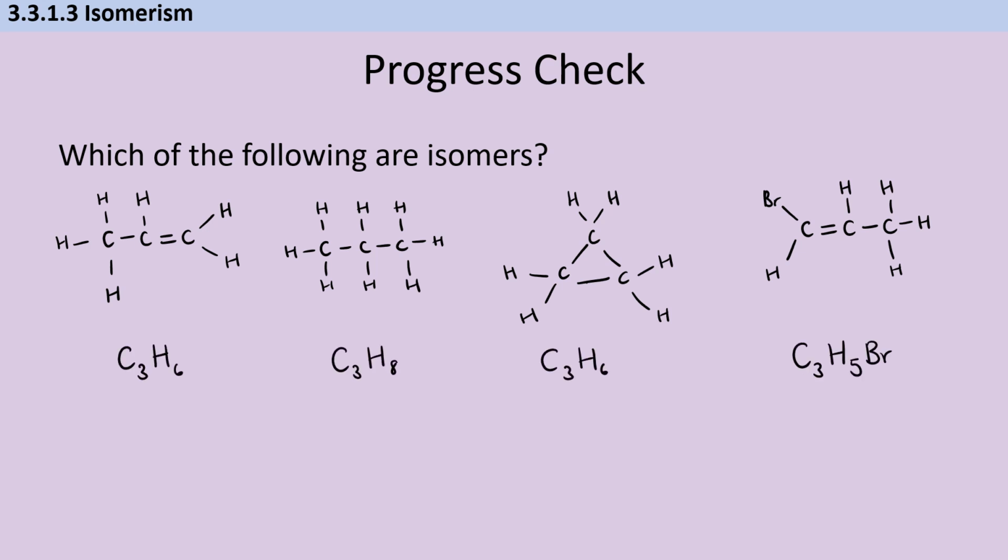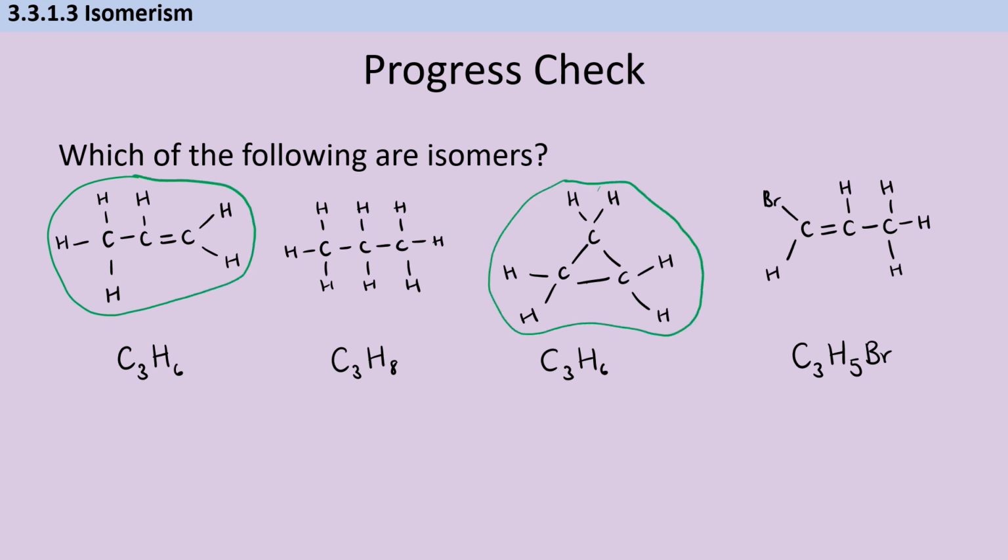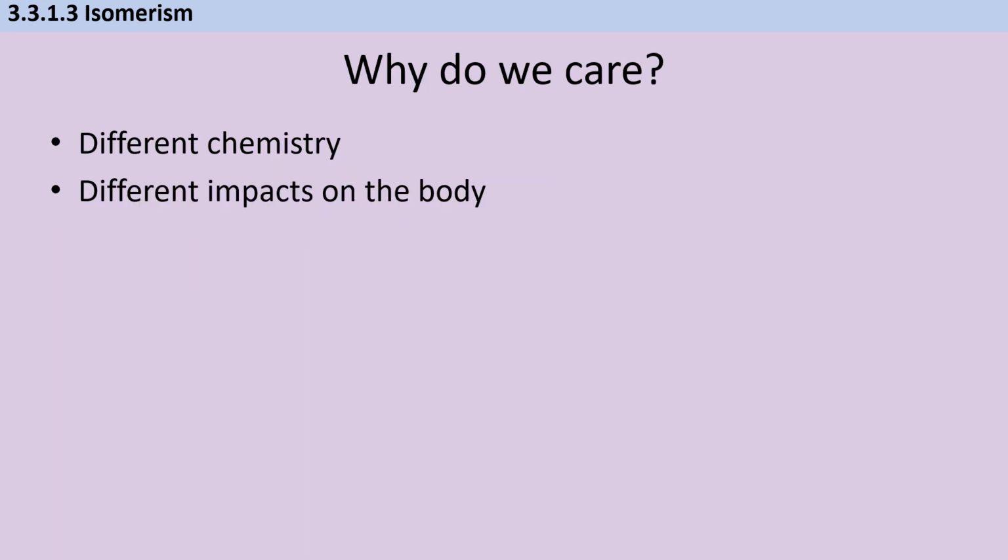It's easy to discount the last molecule because it's the only one that contains a bromine atom, but we also need to think about the number of each atom. The correct answer is that 1 and 3 are isomers. Even though 2 is a hydrocarbon, it has 2 additional hydrogen atoms, so it's not an isomer of the other 2.